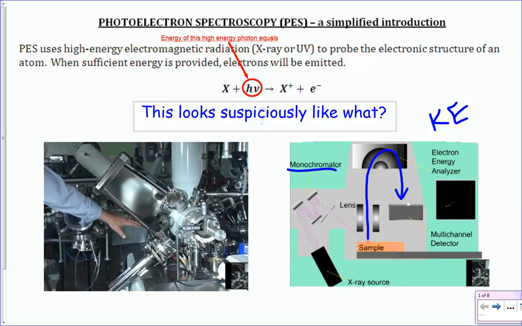Well, what does this look suspiciously like that we've already talked about in the chapter? If you go back to chapter 6, we talked about the concept of ionization energy, and this is actually similar to that. Once we have a better understanding of PES, we're going to come back to the concept of ionization energy and look at how binding energy is similar in some ways and very different in other ways. But you need to have a little better understanding of PES before we get there.